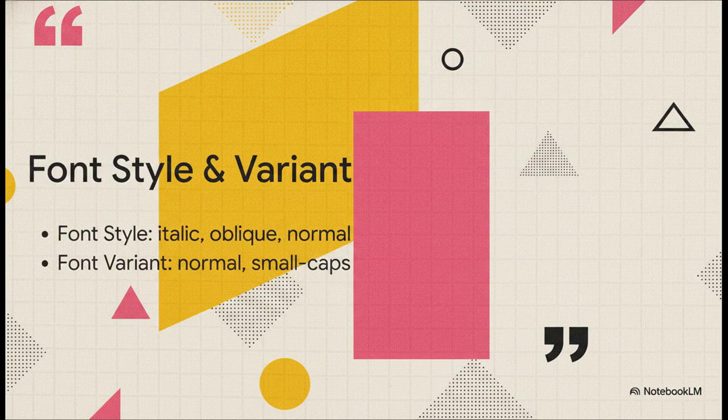We can give our text some serious attitude. Using the font style property, we can throw in an italic or oblique slant to really emphasize specific words. On top of that, we have the font variant property, which is an awesome way to create a stylized small caps effect, where your lowercase letters actually look like scaled down uppercase letters.